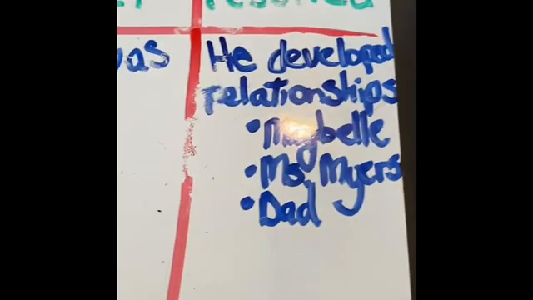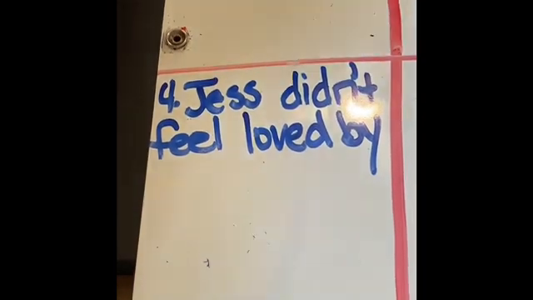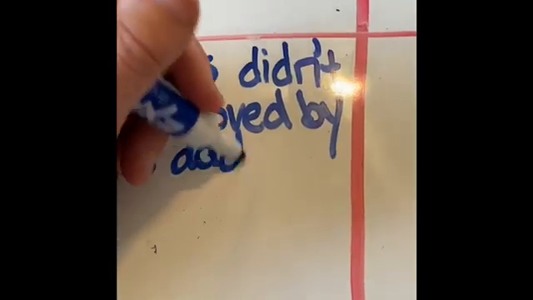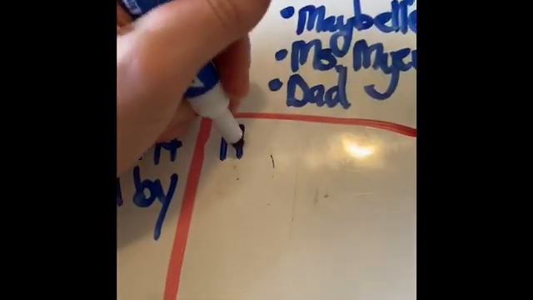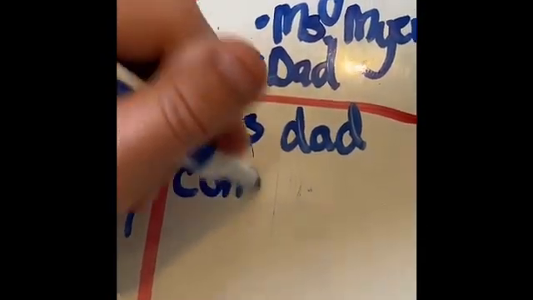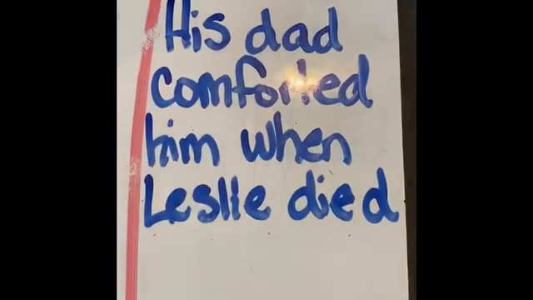So about Dad, that was a whole conflict in and of itself. Let's make that number 4. And I know I wasn't numbering them. You can go back and number them if you want, or you can just start from here. Jess didn't feel loved by his dad. How did the author resolve that conflict? Dad hugged him, right? He picked him up and held him like a baby and soothed him and comforted him. So even Dad was there for him in his grief. So we're going to write that. His dad comforted him when Leslie died.